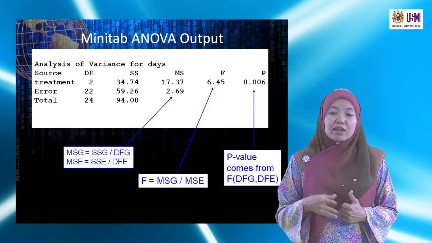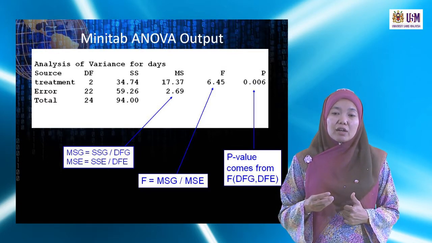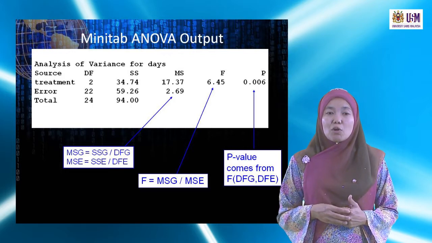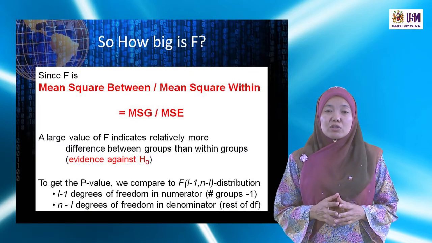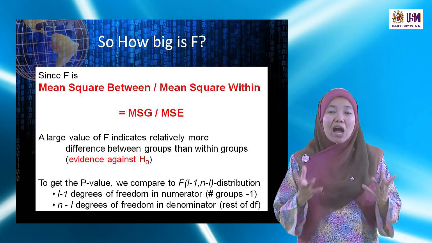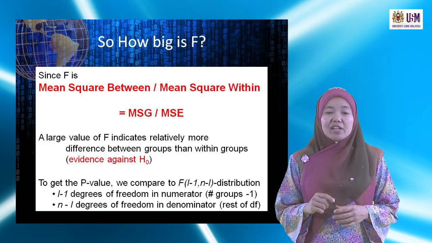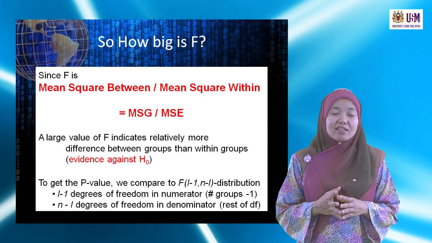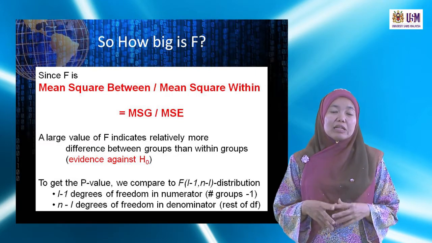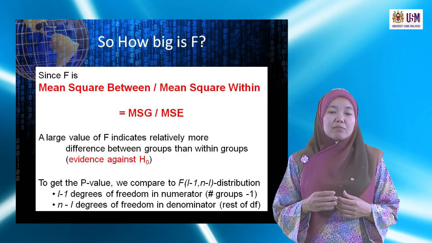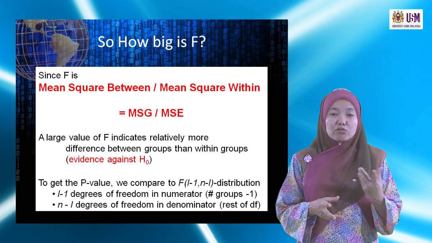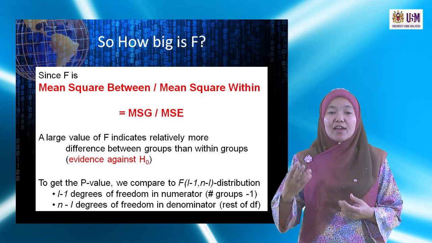You need to read the F value with degrees of freedom, DF, for the treatments, and degrees of freedom for the error components. Now, the next question you need to ask yourself is: how big is F? We know that F is the mean square between divided by the mean square within, or the between-group variation divided by the within-group variation, or mean square for treatment divided by mean square for error.